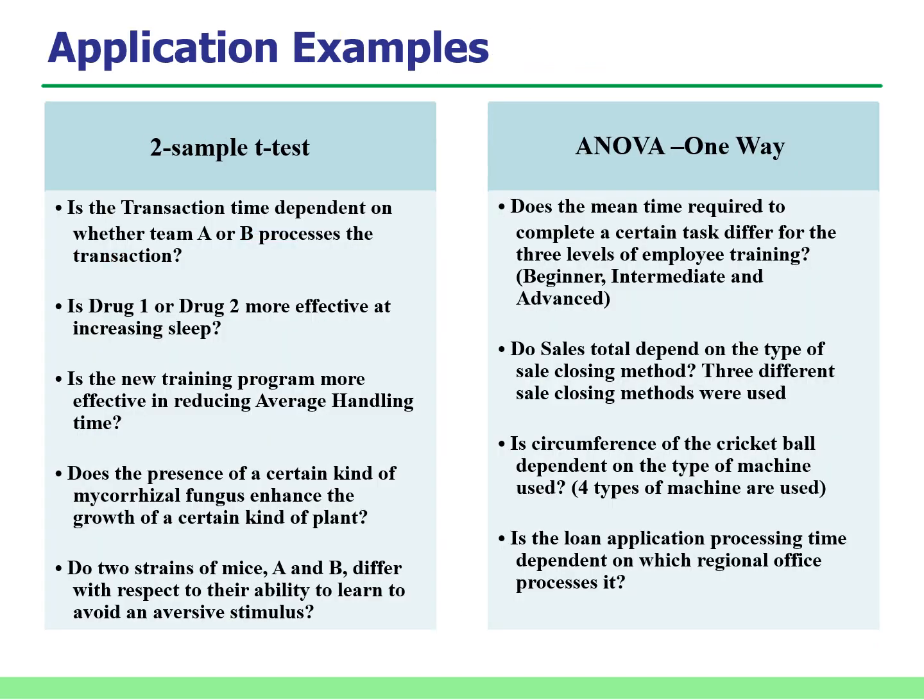Application examples include the two sample t-test and one-way ANOVA. The two sample t-test is, for example, the transition time taken, to test whether team A or B processes the transition faster, but ANOVA tests whether the mean time required to complete a certain task differs for the 3 levels of employee training.